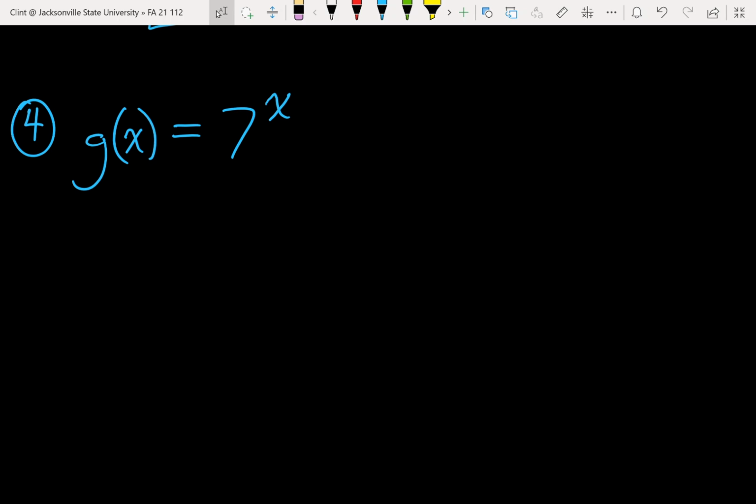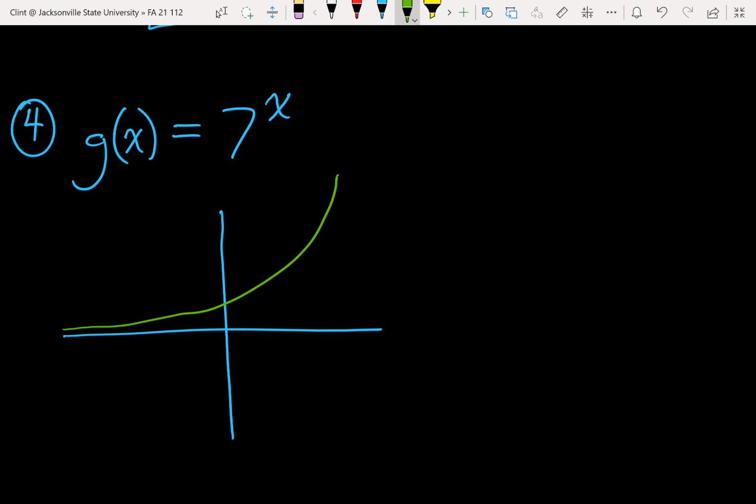Okay. So on these, our graph should look like this. It increases from left to right, and it should go through... Remember what our special point is? Yeah, 0, and then the y coordinate is 1. So (0, 1). Because our base here is bigger than 1, so that's the type of graph we get there.